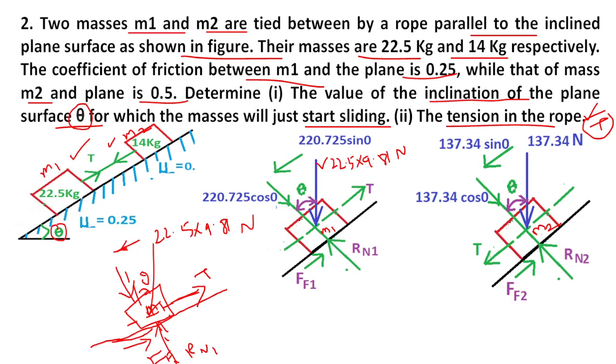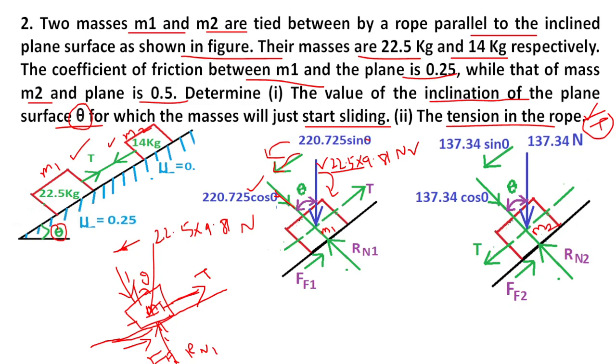This is the mass of the block on the incline, 22.5 times 9.81, which is 220.725 Newtons. The component force in the clockwise direction and the component in the anti-clockwise direction: the theta opposite side is 220.725 sin theta, and the adjacent side is 220.725 cos theta.